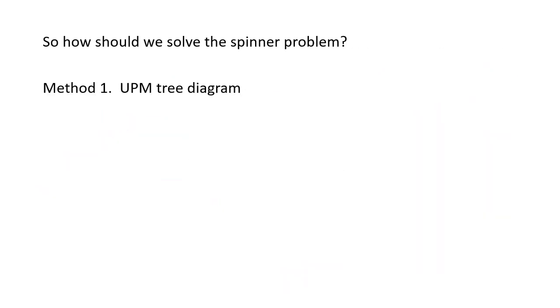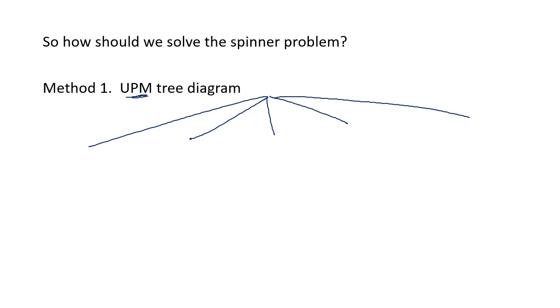So method 1 of solving that spinner problem that we just looked at is to use what we're going to call a uniform probability model, UPM. So this is my uniform probability model tree diagram. What that means is I'm going to draw the tree diagram, but I'm going to draw it in a way that shows all the possible outcomes with uniform probability. So what I mean by that is this. I'm going to draw my tree diagram going down instead of going across this time. So I'm going to write out all the possible outcomes.